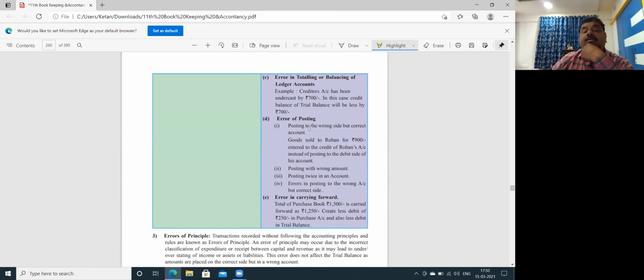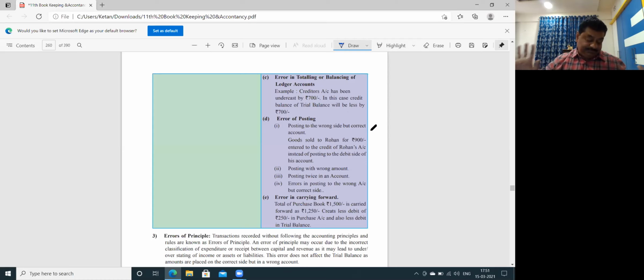Errors in totaling or balancing of ledger account. Example, creditors account has been undercasting by 700. In this case, credit balance of trial balance will be less by 700. इसका नाम ही क्या है? क्रेडिटर्स. और क्रेडिटर्स का टोटल कम हो गया, तो क्रेडिट कम हो गया. सिंपल है. Error of posting. Posting to the wrong side but correct account.